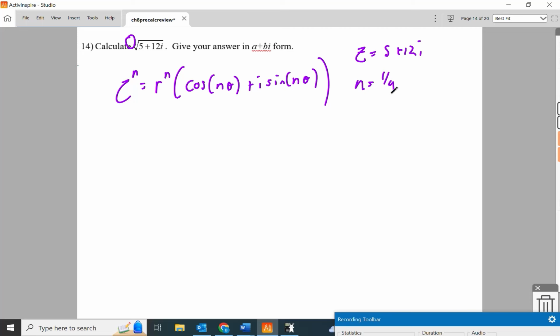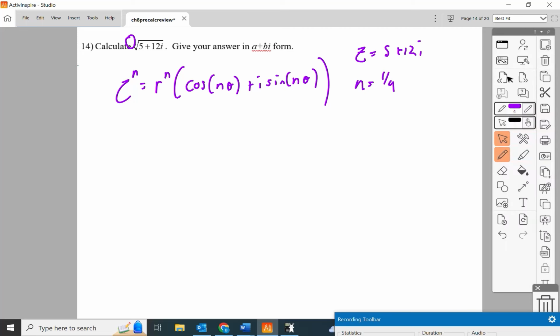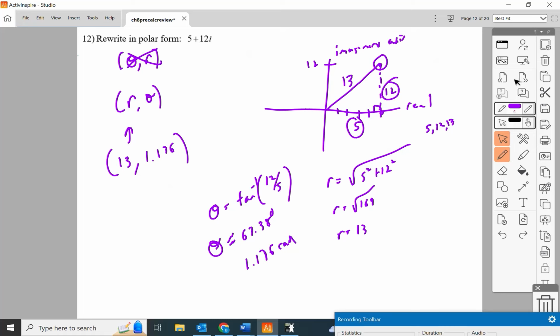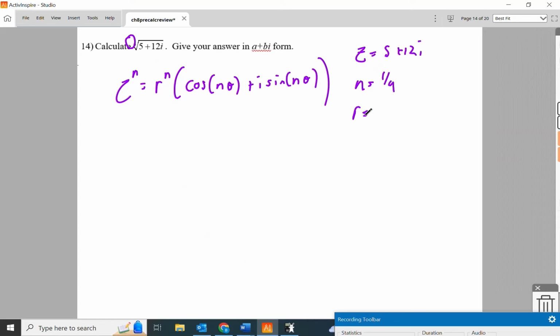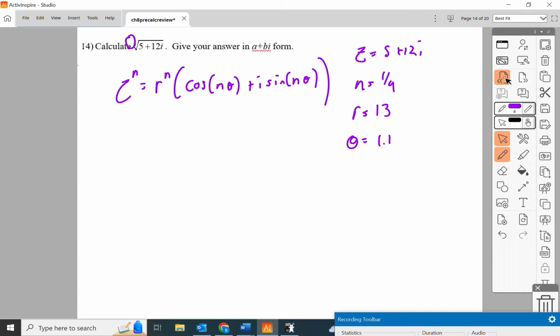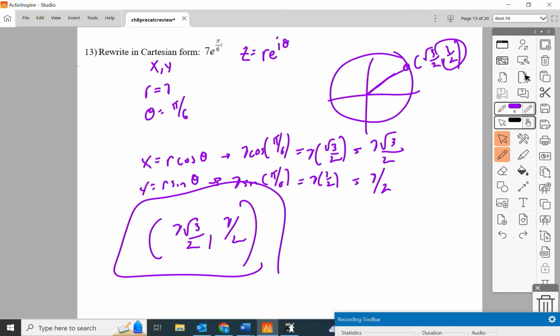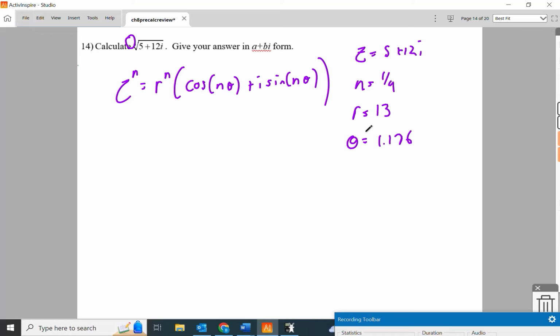Anyways, I have to have an angle, right? Now, we've already done this one before. We found the angle to be 1.176 radians, and we found the radius to be 13. So 1.176. And we're just going to plug it in. So z to the 1/4 is going to be 13 to the 1/4, and we have the cosine of 1/4 of that angle.